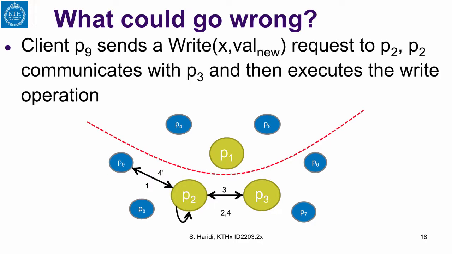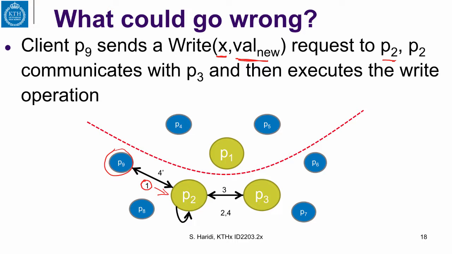Now, assume a client, which in this case is P9, performs a write on the variable X. This is the new value to be written. It's a request coming to P2. So here is a request. P9 sends a request to P2. This is the first step.